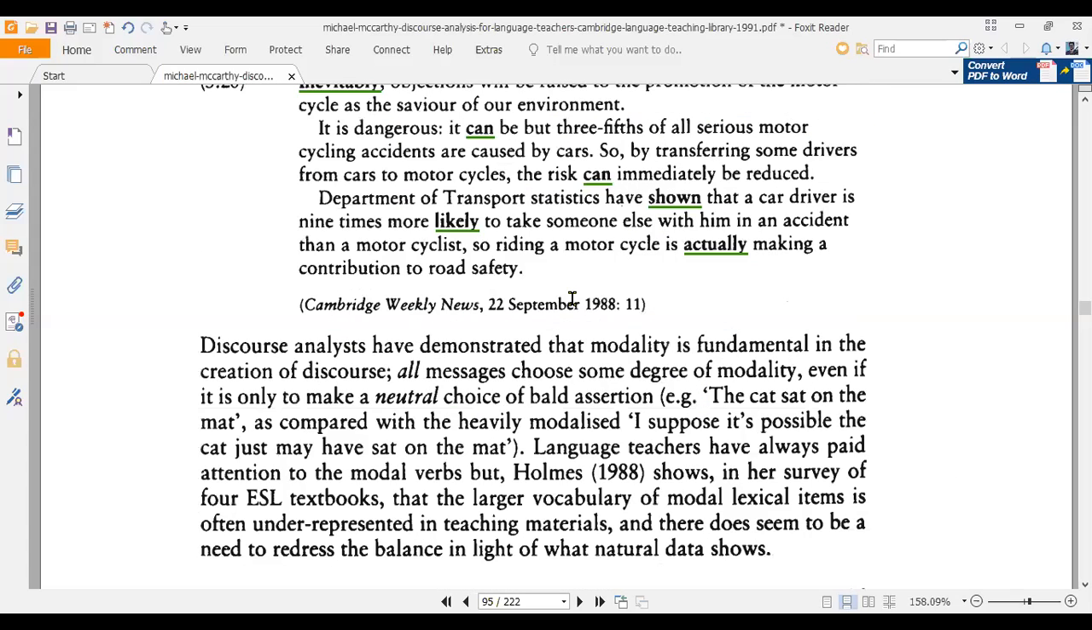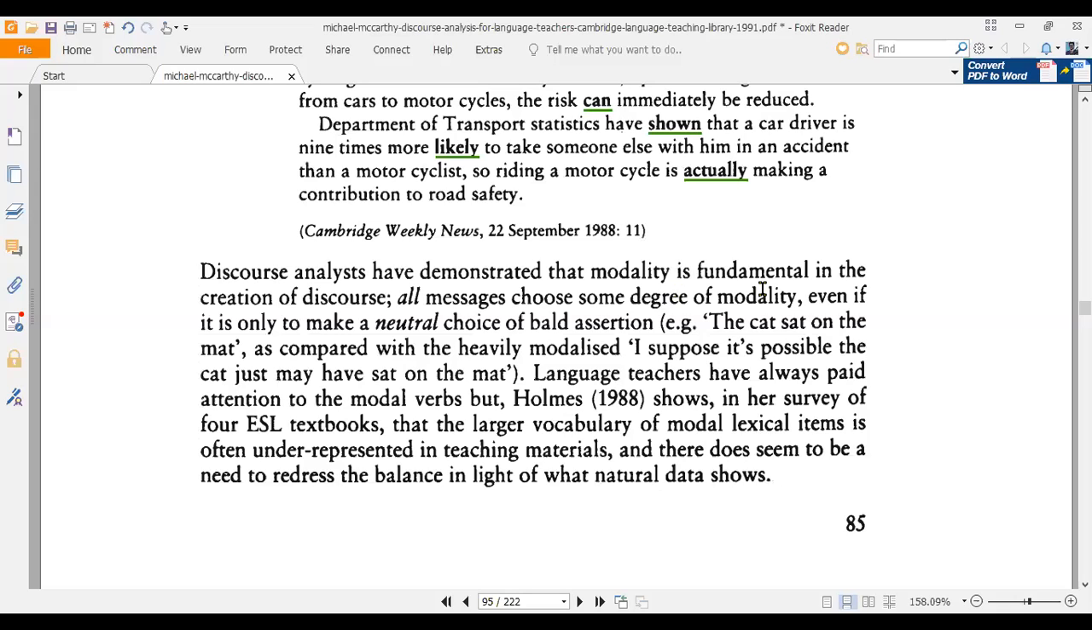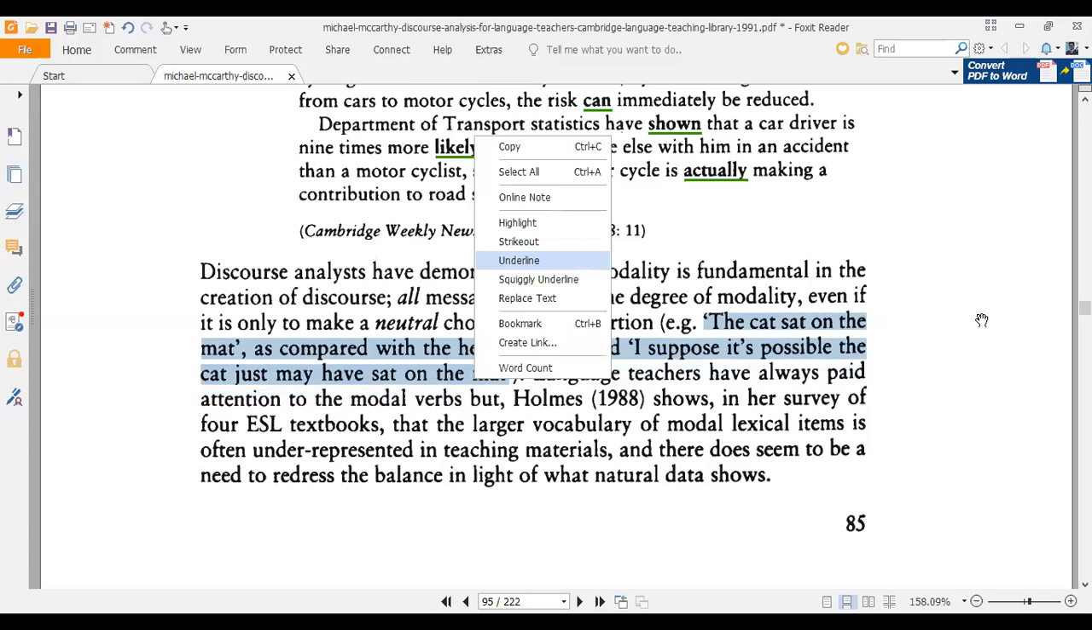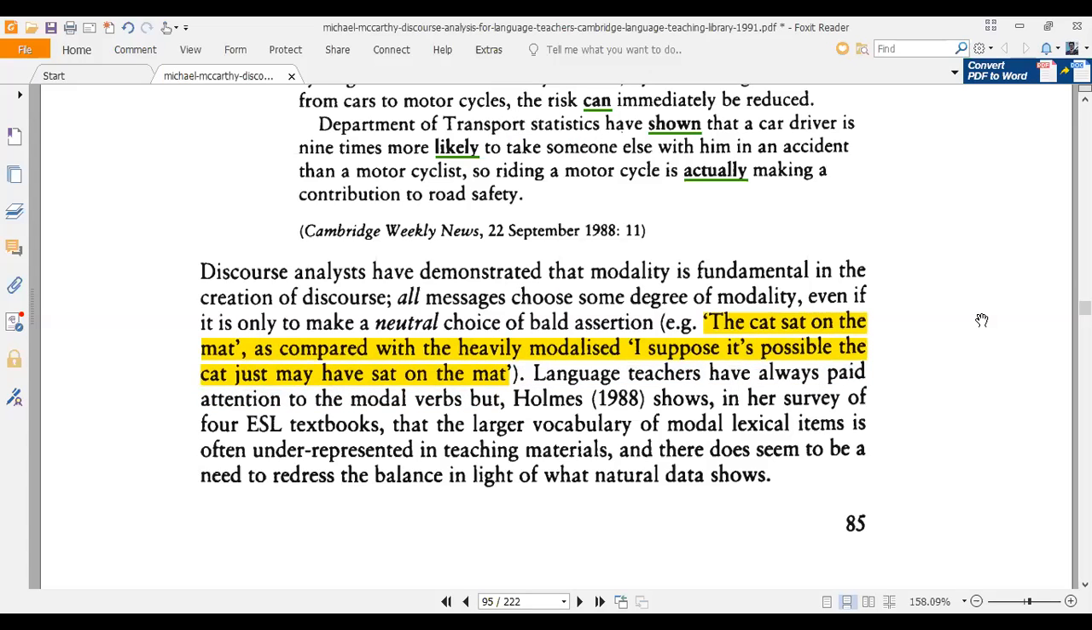And discourse analysis has demonstrated that modality is fundamental in the creation of discourse. All messages choose some degree of modality, even if it's only to make a neutral choice of bold assertion. Here is one example: "The cat sat on the mat", as compared with the heavily modalized "I suppose it's possible the cat just may have sat on the mat."